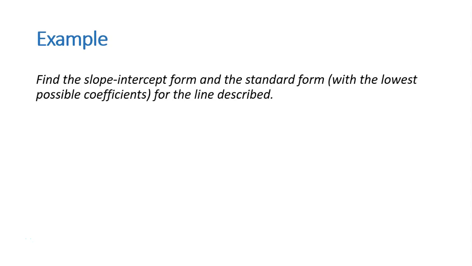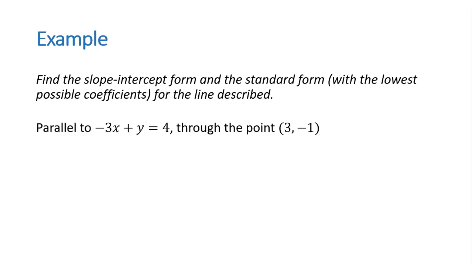Now let's put it all together. So what we know now about parallel and perpendicular, and what we know about finding the equation of a line. Our goal is to find the slope-intercept form and the standard form with lowest possible coefficients for the line described based on the information we're given. The information we're given for this line is that it's parallel to -3x plus y is equal to 4, and it also crosses through the point 3, -1.